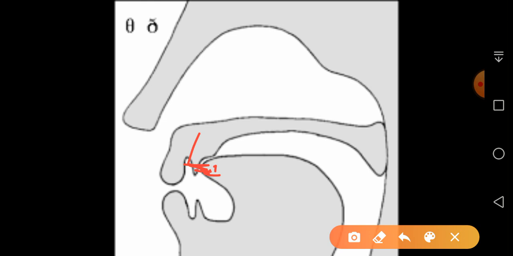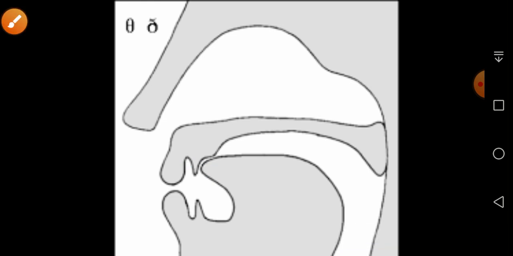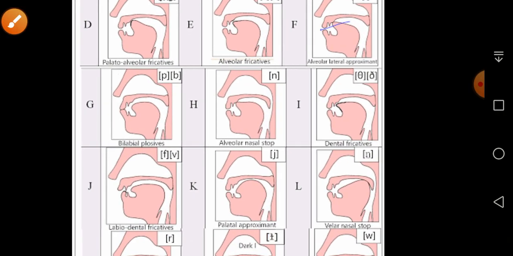If you can't hear my articulation, you can say th, the, but it is not exactly th and the, they are actually pronounced as the, th, thing, thick, and the, this, the, like this. Okay, so what happens, let me take you to the previous picture.